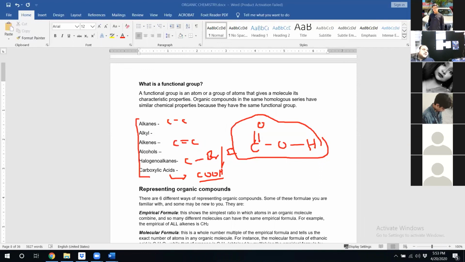Alkyl is just like alkane, but with one less hydrogen. যেমন alkane is CH4. CH4 is methane. আর এটা থেকে তুমি যদি একটা হাইড্রোজেন সরায় দাও তাহলে কী হবে? It's going to become CH3. So CH3 is an alkyl group.